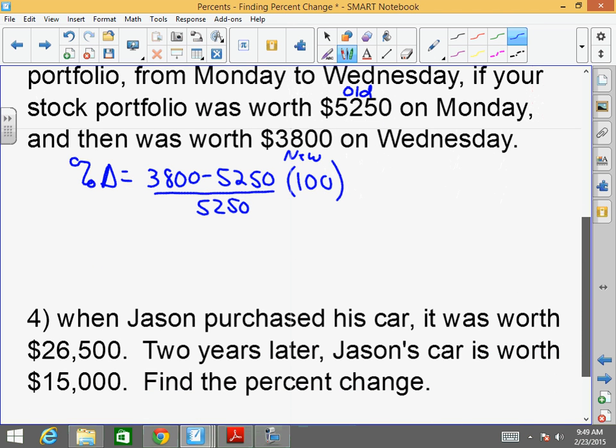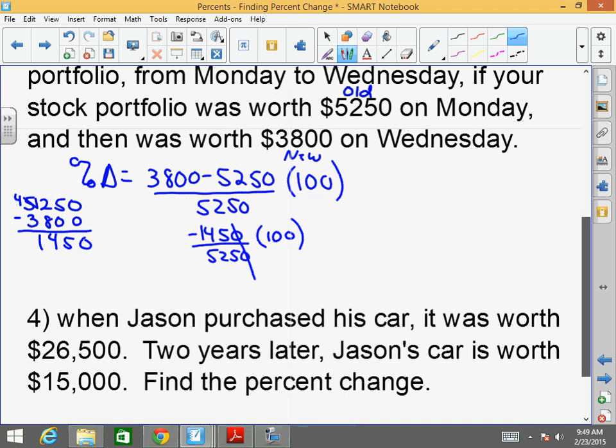First of all, 3,800 minus 5,200. Subtract as normal and keep the sign of the largest absolute value. Very good, son. I'm very proud of you. 1,450, negative, over 5,250 times 100. Okay. I can get rid of one of these zeros, correct? Yep. So now we're going to have to divide.